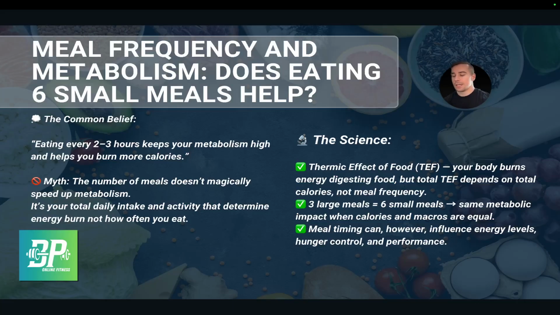So for me, I usually just eat three pretty decently sized meals. I always eat a pretty big breakfast after I work out.